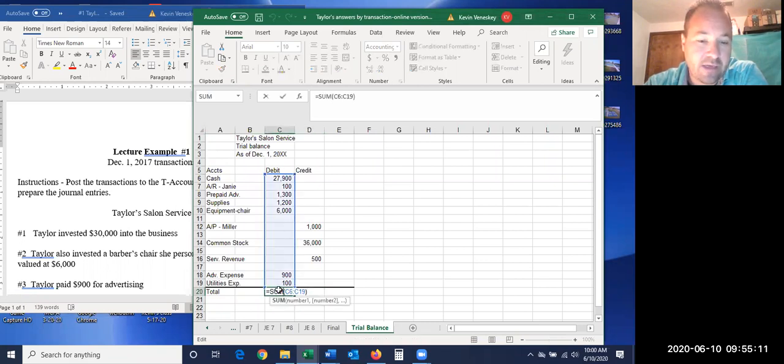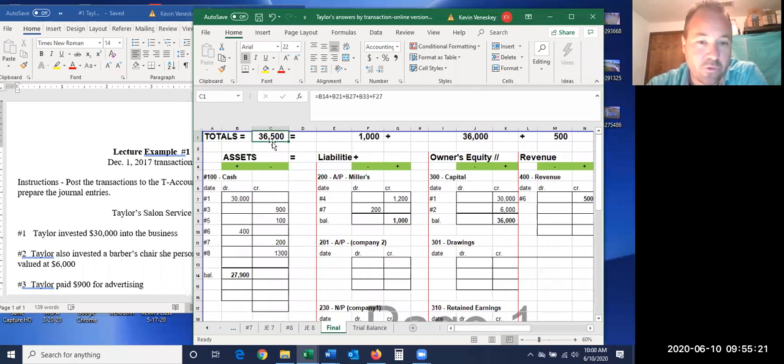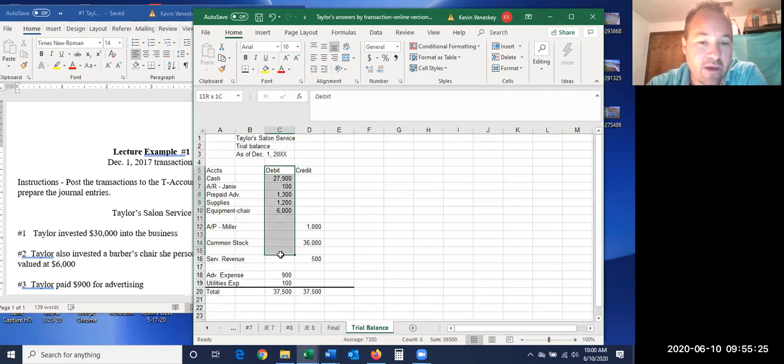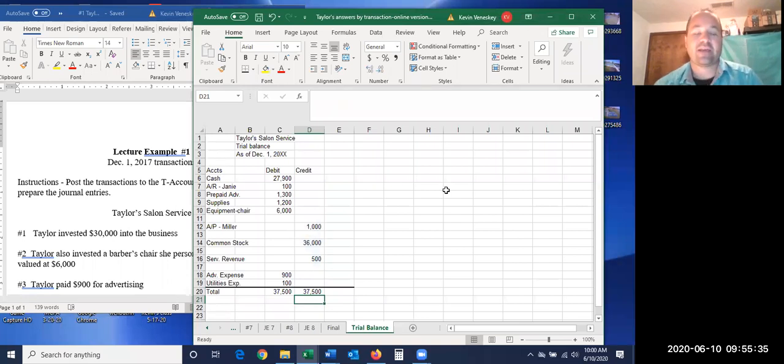So the total for all of my column C is 37.5. Remember, that's different than my debits, and that's fine. My assets were 36.5, but that's only the assets. My trial balance is looking at all debits, not just assets. And then my credits look at everything in column D, and it too is 37.5. So that tells me that I probably have everything correct.